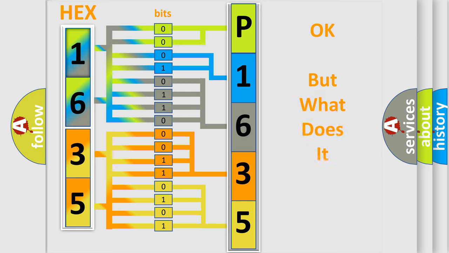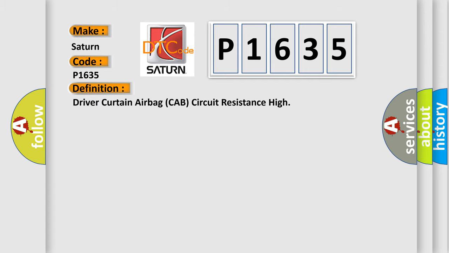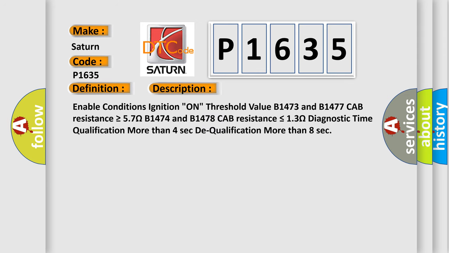The number itself does not make sense to us if we cannot assign information to what it actually expresses. So, what does the Diagnostic Trouble Code P1635 specifically mean for Saturn vehicles? The basic definition is driver curtain airbag CAB circuit resistance high. And now this is a short description of this DTC code.